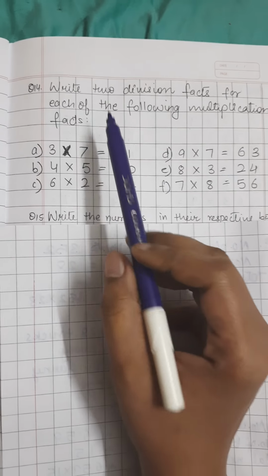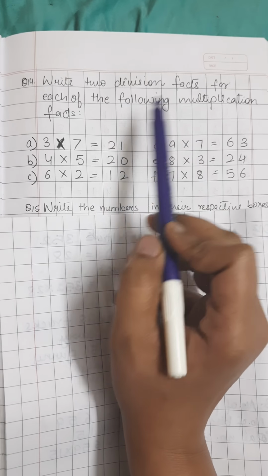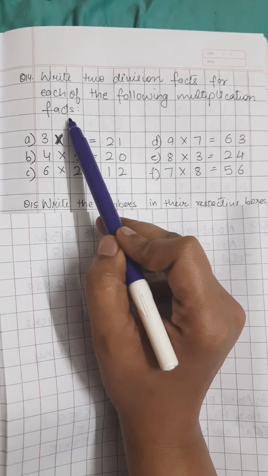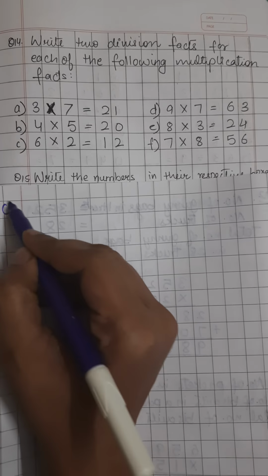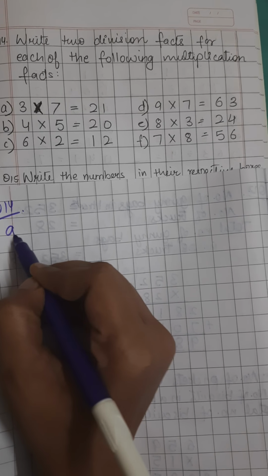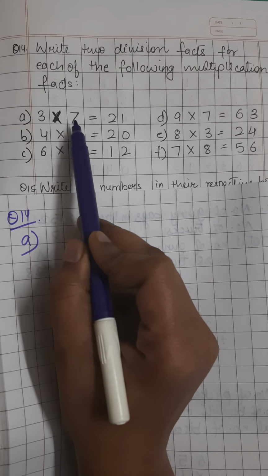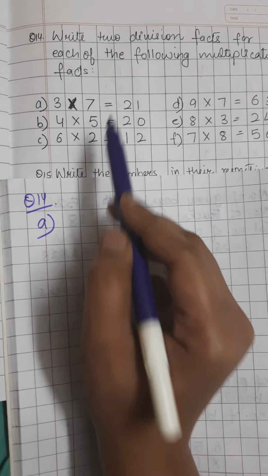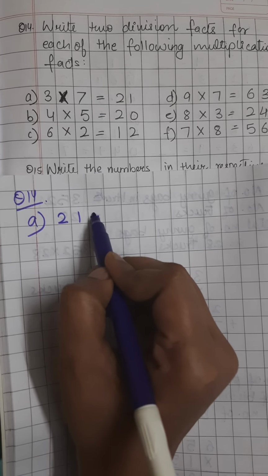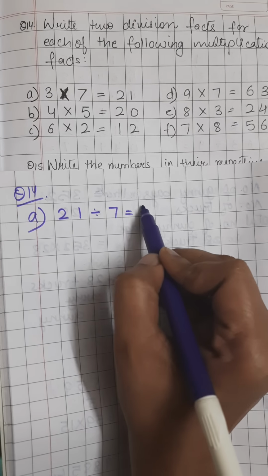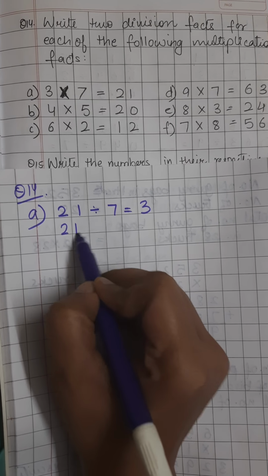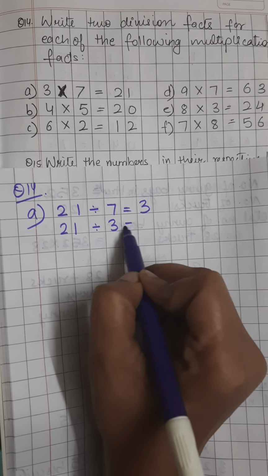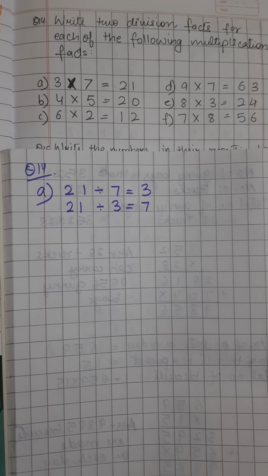Now here for the next question, write two division facts for each of the following multiplication facts. Alright, so here this is question number 14. A part, you have been given 3 times 7 is 21, right? When I know that 3 times 7 is 21, so 21 divided by 7 will give me 3. Also 21 divided by 3 will give me 7.